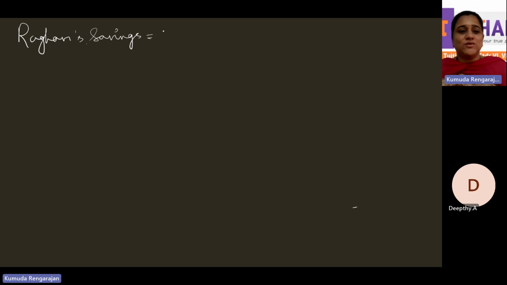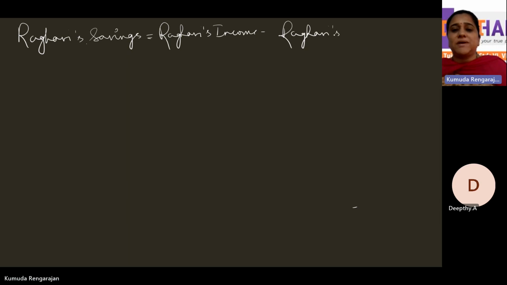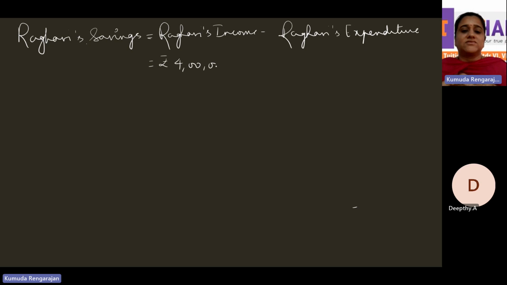Raghavi's savings is equal to Raghavi's income minus Raghavi's expenditure. So what is Raghavi's income? 4 lakhs. 4 lakhs minus what is Raghavi's expenditure? 75,000. Correct? So how much does she save? She saves a big money. She saves 3,25,000 every month.